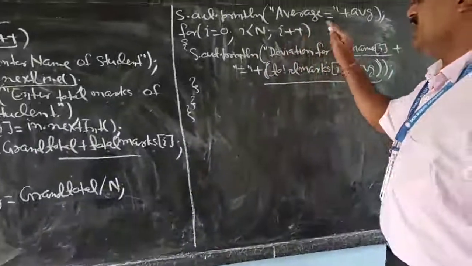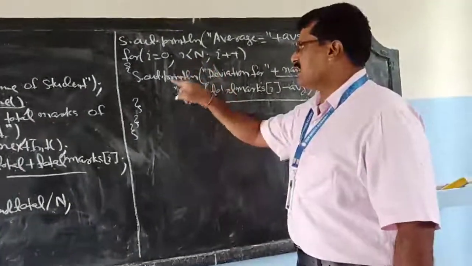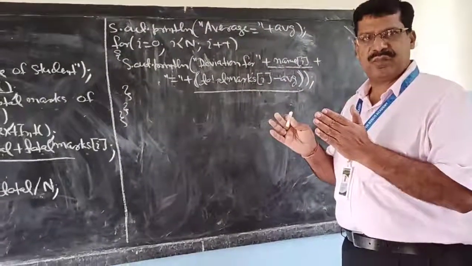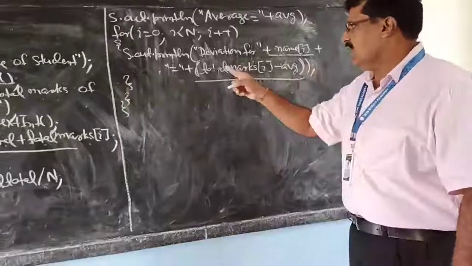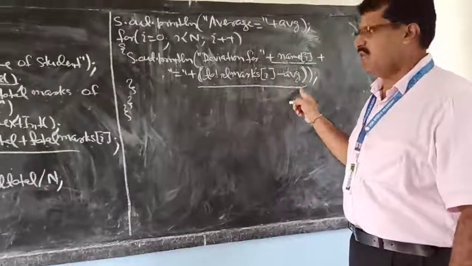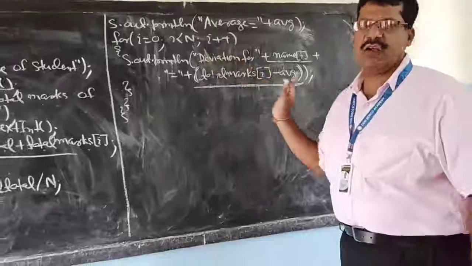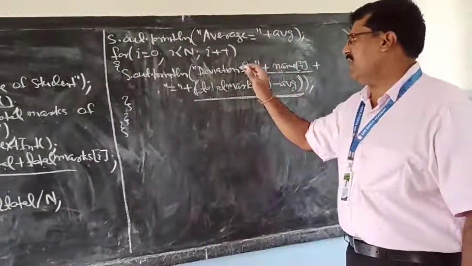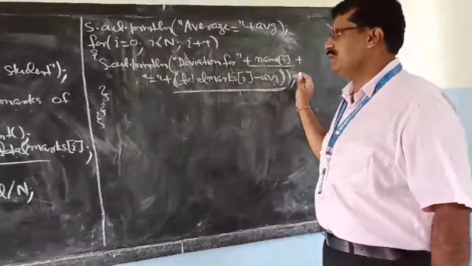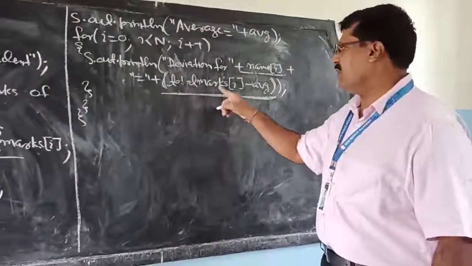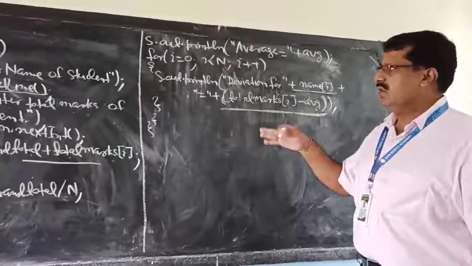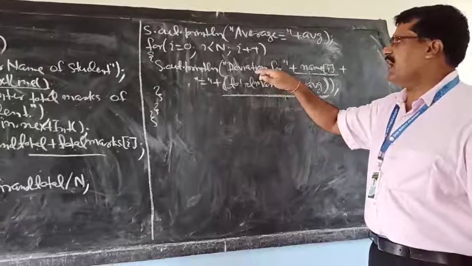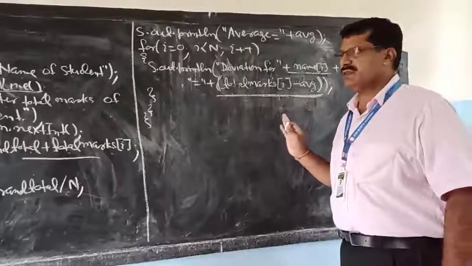Now go for the next iteration. The next i will be 1. Again System.out.println deviation for name 1. The second name is printed, and now plus total marks of the second student minus average, the deviation is calculated and printed. Now go for the next iteration. The next i will be 2. System.out.println deviation for name 2. The second name will be printed, and second total marks minus average is done. So like this, all the deviations of the students will be printed along with the name. So this question was completed.